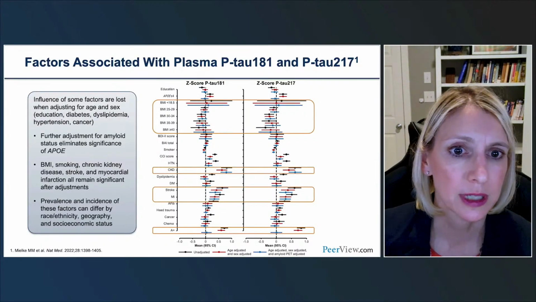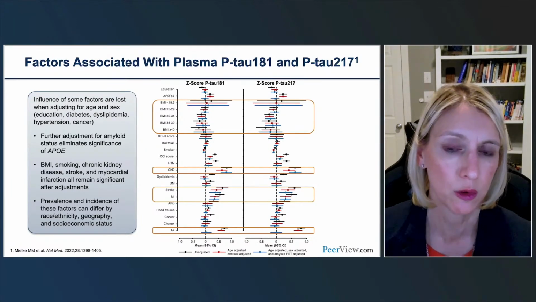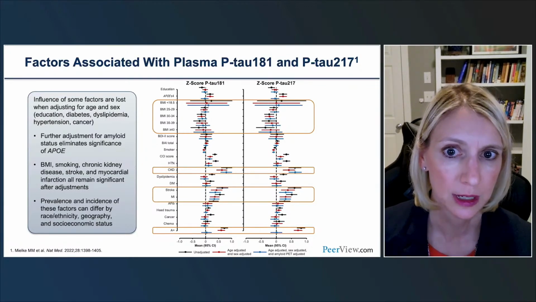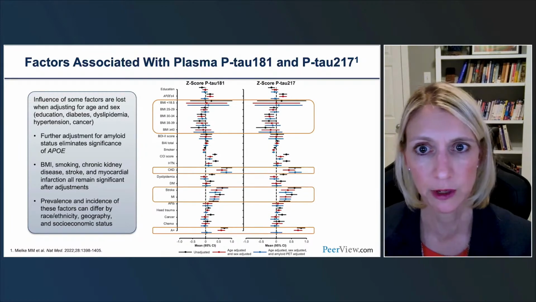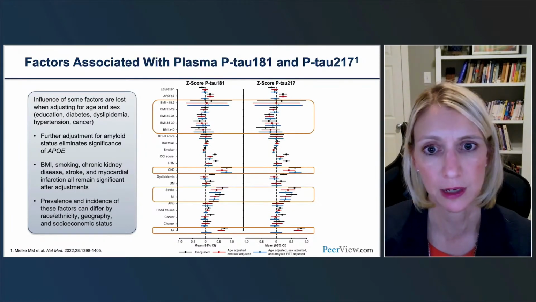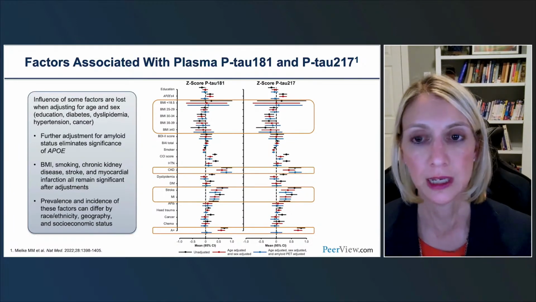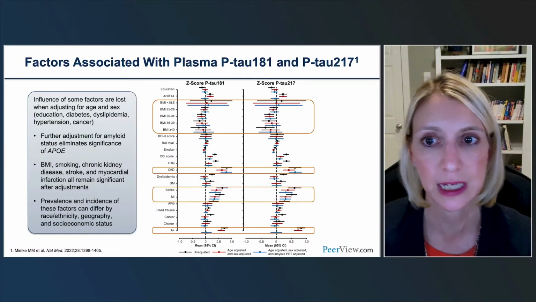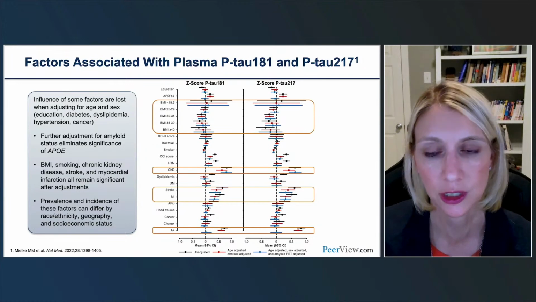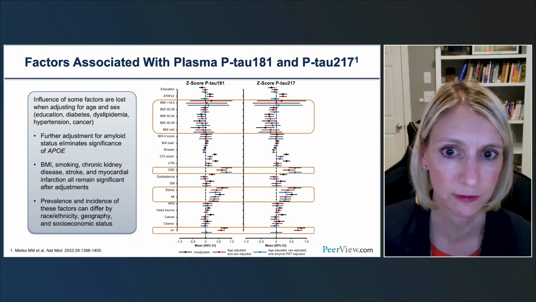And we and others have started to look at these biomarkers in larger community-based cohorts and try to understand factors that might affect their interpretation. Now, if we're looking at the right, this is a very, very busy slide. Here we looked at both p-tau 181 and p-tau 217. The results are essentially exactly the same. So for ease, we can just focus on p-tau 217. The black markers indicate unadjusted, red is adjusted for age and sex, and then blue is also additionally adjusted for amyloid.